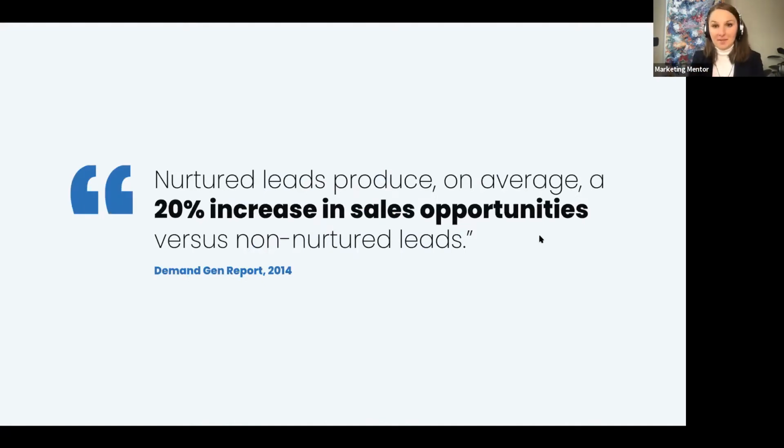So I just want to put this stat in front of you because I think it's really telling. If you nurture your leads, on average, you'll see a 20% increase in sales opportunities. So I just want you to think about, if I had 20% more clients, what would that mean for my firm? When you think about that in terms of both revenue and total number of clients, it can be a pretty big impact on your total firm revenue. And when you learn our process, you'll see this is not that much work to add on top of what we're already doing to see potentially a 20% increase in sales opportunities.